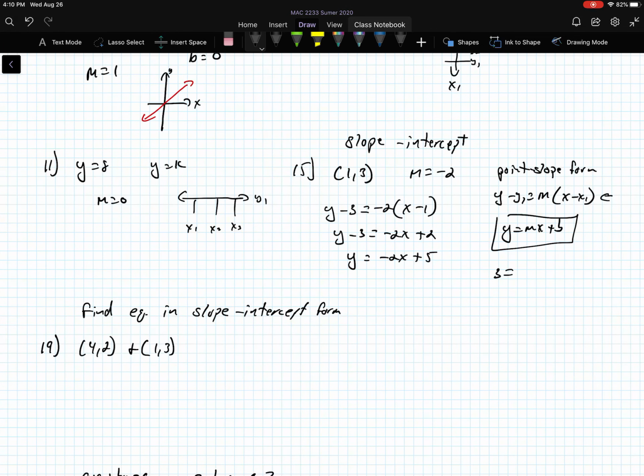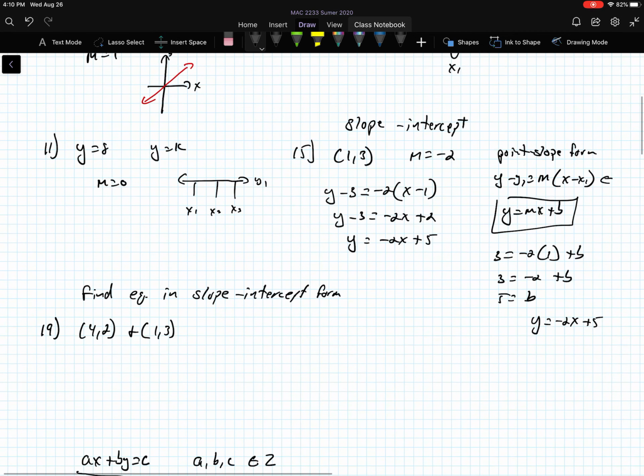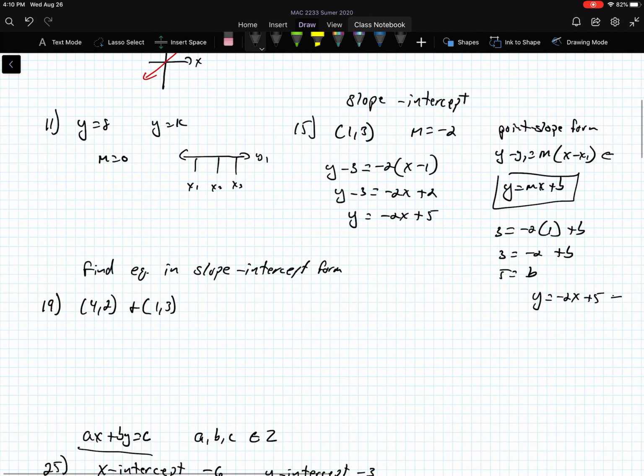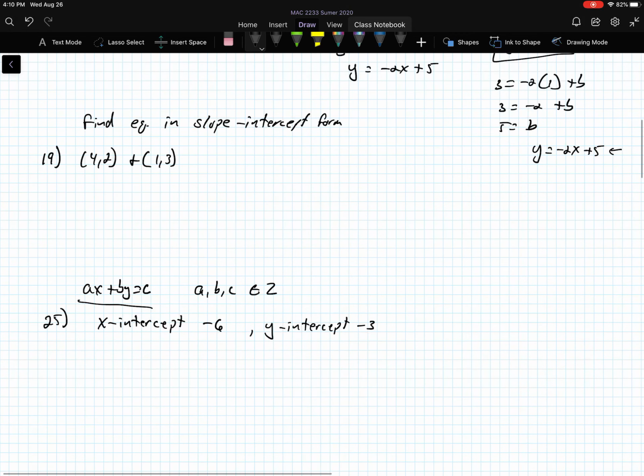So it's going to be 3 is equal to negative 2 times 1 plus b. Add the 2 to both sides, and I get exactly the same answer, right? y is equal to negative 2x plus 5. So there's 2 ways that you can do these. This one will take you to point slope automatically.